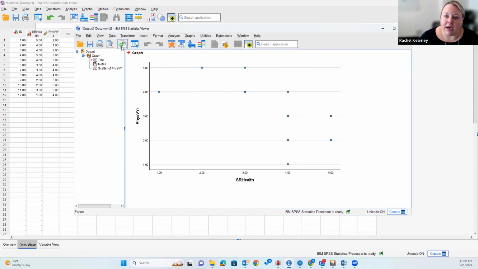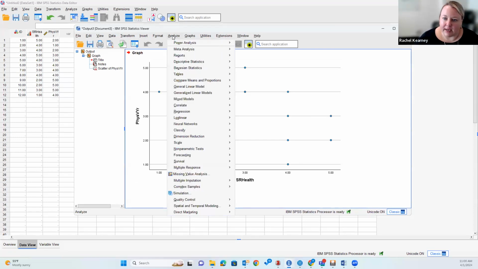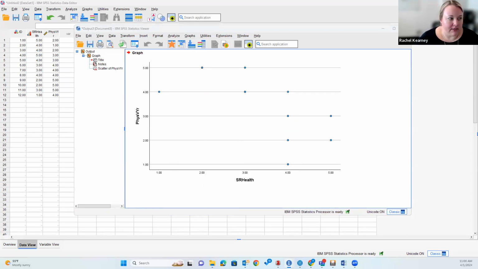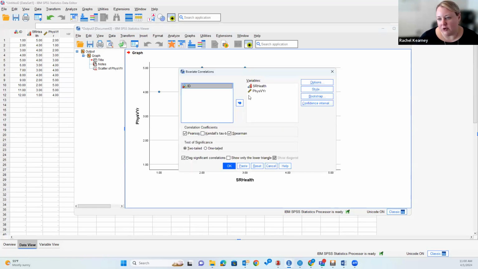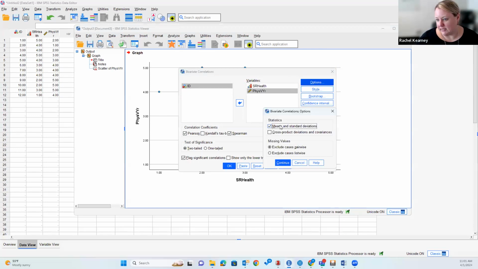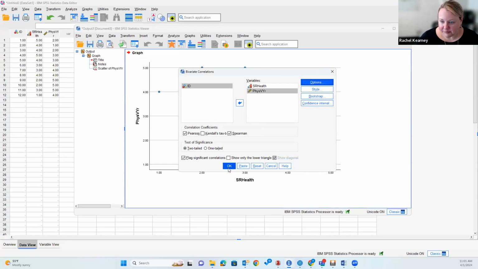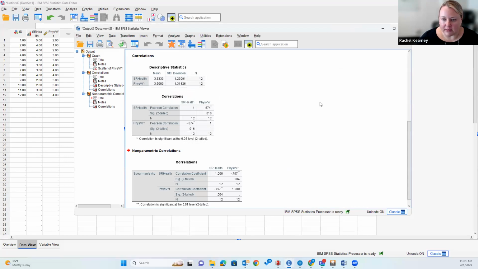To do the analysis, you're going to go to Analyze, then Correlate, and Bivariate. This box pops up. You're going to move your two variables, self-rated health and physician visits, over to the variables box. You're going to click the Pearson and the Spearman because we're going to calculate both of those. You want to make sure that two-tailed is checked here. And then in the options, you can put means and standard deviations, so we can see that. So we hit OK, and this is what we get.